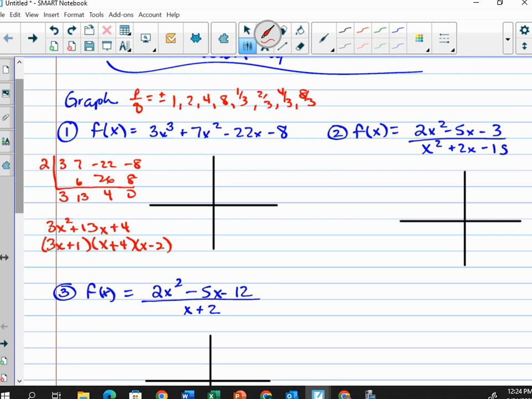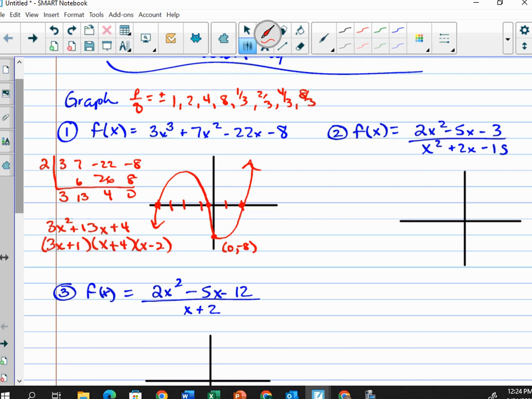So this is a polynomial, so I know I have x-intercepts at -4, -1/3, and 2. What's my y-intercept? -8. Okay, what's the degree of this function? 3. So what are the ends doing? Yeah, one up, one down. And do I have any multiplicity to worry about? No. So it's going to just go through my points, something like that.